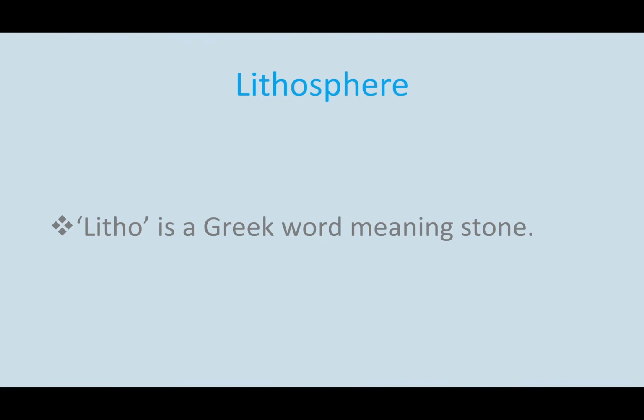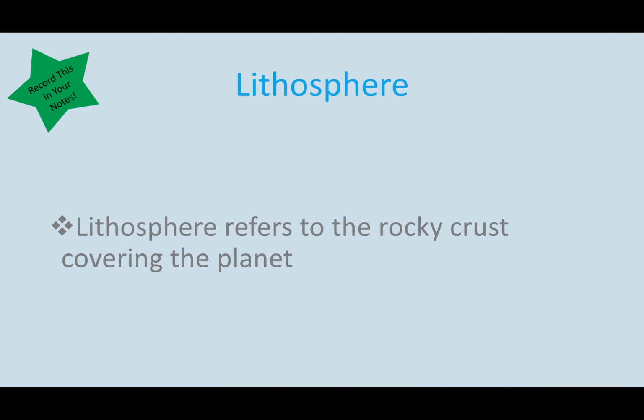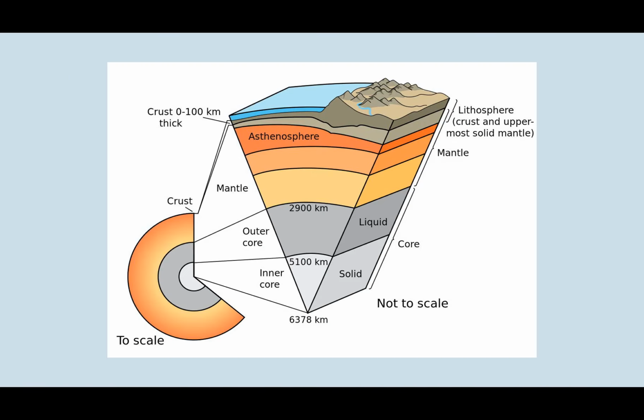Lithosphere: litho is a Greek word meaning stone. So the lithosphere focuses on the rocky crust covering the planet. Again, you think of the ground, the earth, right? It's composed of minerals and the elements that we've talked about in previous units.